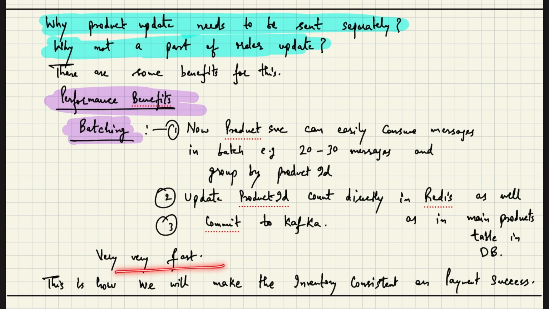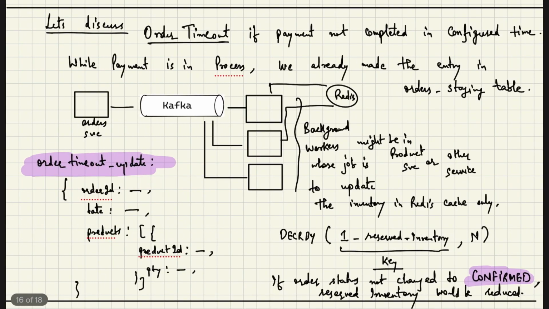This is very fast. This is how we will make the inventory consistent on payment success. Now we have discussed this thing as well. Now let's discuss the order timeout. The last pending thing is the order timeout.